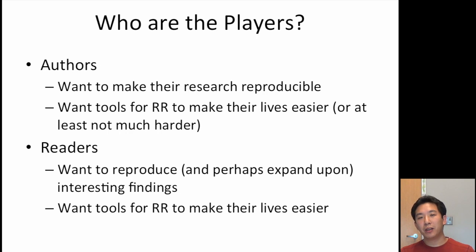It's important to realize that there are multiple players when you talk about reproducibility. There are different types of parties that have different types of interests. Roughly speaking, there are authors who produce research, and they want to make their research reproducible, and they need tools to make their lives easier, to make their work reproducible. And then there are also readers who are reading research and want to reproduce that work, and they also need tools to make their lives easier.